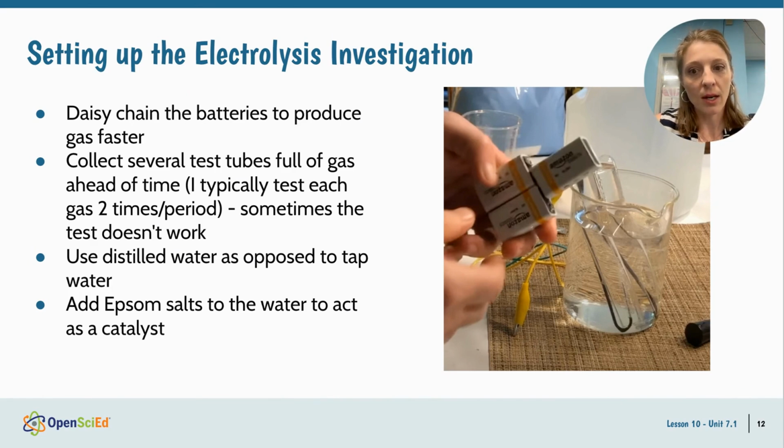I suggest using, and the teacher's guide suggests using distilled water as opposed to tap water, and that you add Epsom salts to the water so that it acts as a catalyst and the reaction does go faster.